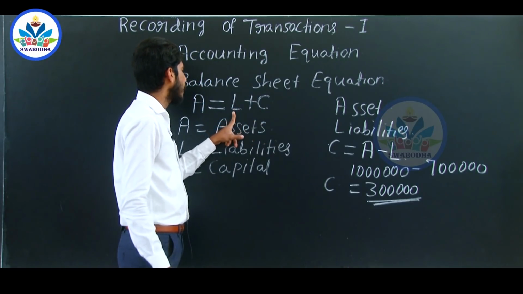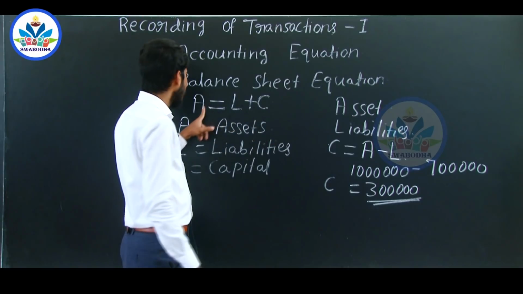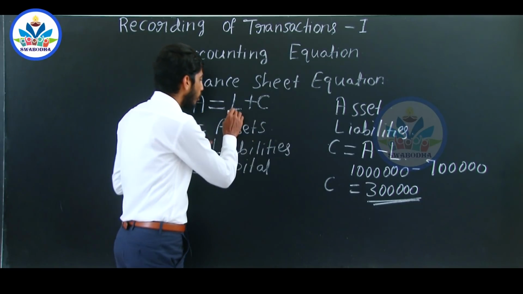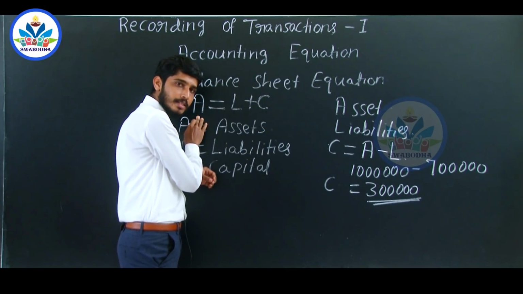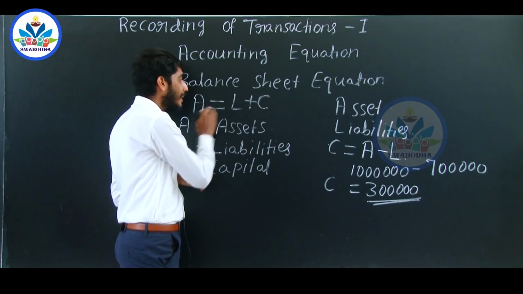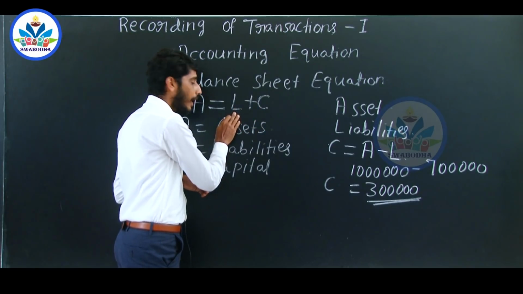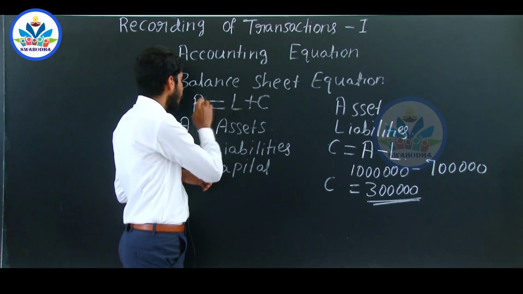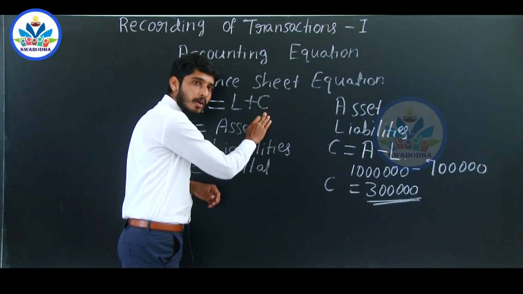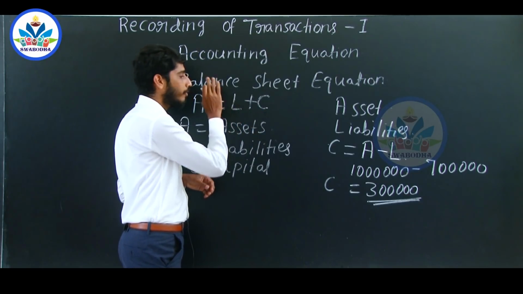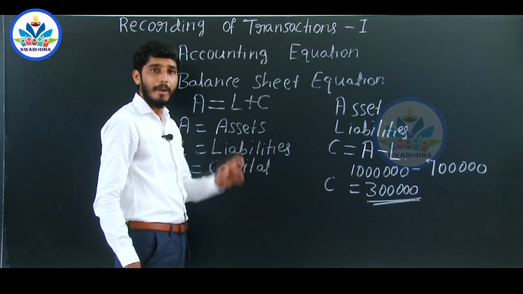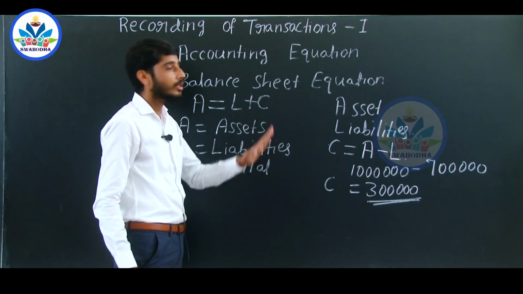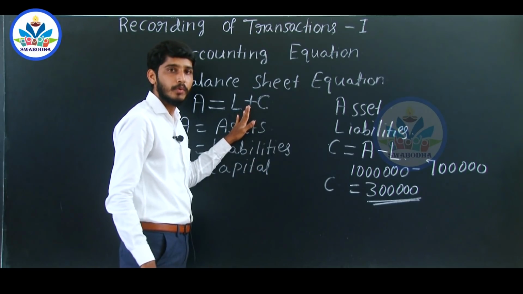If the value of liability and capital is given, but the asset value is not given, total of liabilities plus capital will give you the value of the total assets. If the amount of asset and capital is given and the value of liability is missing, from your assets deduct the amount of capital, you will get the value of liabilities. So, any missing component in the balance sheet can be found out using the accounting equation.